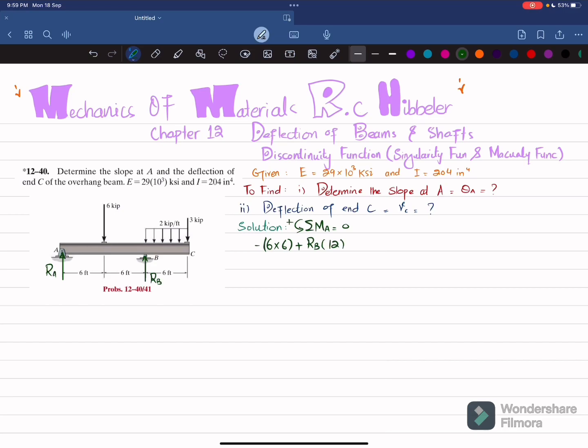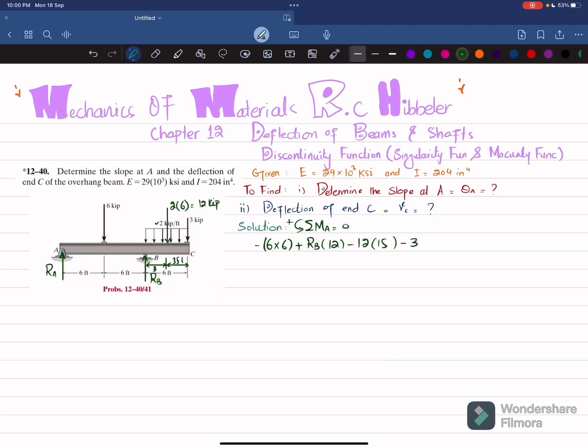The third moment is produced due to this distributed load. When converted into a point load, this will be equal to 2 into our length, that is 6, equal to 12 kip. And that will act at a distance of 3, because 6 divided by 2 is 3. That will act in the middle. So this is 3 and this is also 3 feet. So due to this point load there will be a moment, and the perpendicular distance is now 15, and this is producing clockwise, so it will be negative. So I will write minus 12 into 15, and the last moment is due to this load, which is 3 kips into perpendicular distance 18, and this is also producing clockwise, so it will be negative.